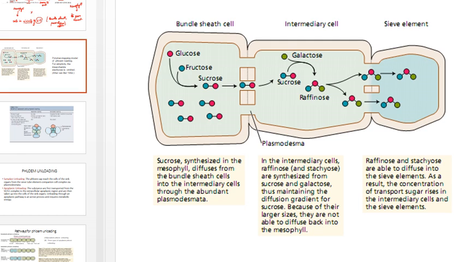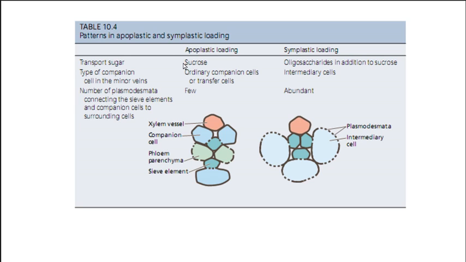Next, we need to know about the difference, just a brush up. We already know about the difference between apoplastic and symplastic loading. Apoplastic loading transports only sugar, but in symplastic loading, since the cytoplasm is involved, other oligosaccharides in addition to sucrose are transported. For apoplastic loading, companion cells are of ordinary and transfer cell types. For symplastic, they are intermediary cells, which have a large number of plasmodesmata. The plasmodesmata in ordinary and transfer cells are few, and for intermediary cells the plasmodesmata are abundant.